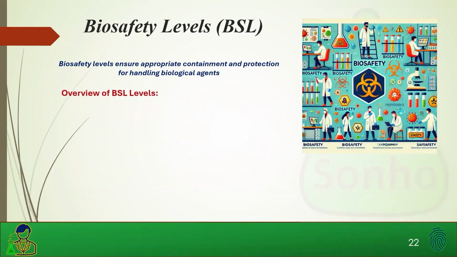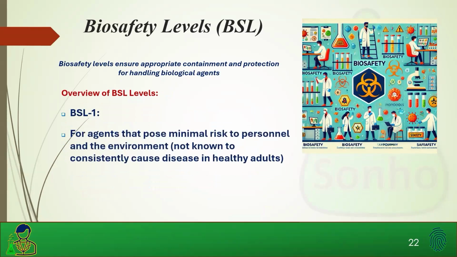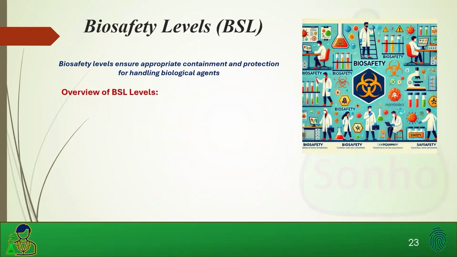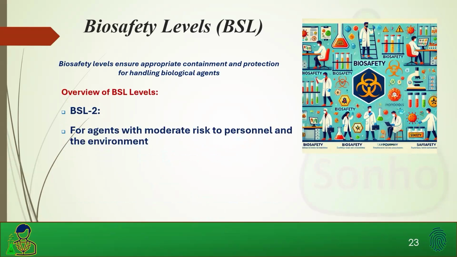So, an overview of BSL levels. BSL-1 is for agents that pose minimal risk to personnel and the environment. These are not known to consistently cause disease in healthy adults, such as non-pathogenic E. coli. These require only basic lab safety protocols, minimal PPE, and no special containment is required. This is the lowest level of BSL. Next up is BSL-2. These are for agents with moderate risk to personnel and the environment. Examples of these are Salmonella and HIV.